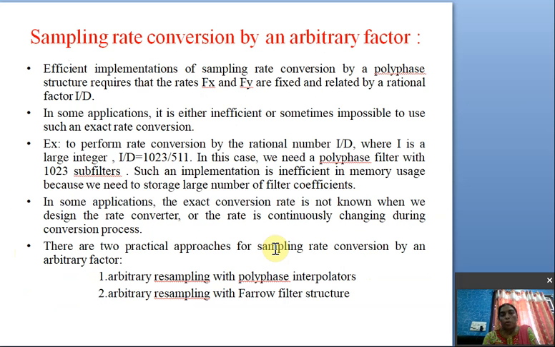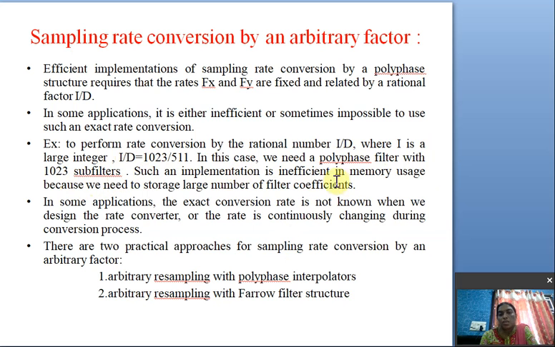Now the topic: sampling rate conversion by an arbitrary factor. Efficient implementation of sampling rate conversion by a polyphase structure requires that the rates Fx and Fy are fixed and related by a rational factor I by d. We have seen that in the previous video. In some applications it is either inefficient or sometimes impossible to use such an exact rate conversion. For example, to perform rate conversion by the rational number I by d, where I is a large integer, say I by d equal to 1023 by 511, we need a polyphase filter with 1023 subfilters.